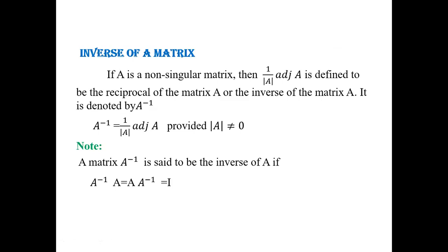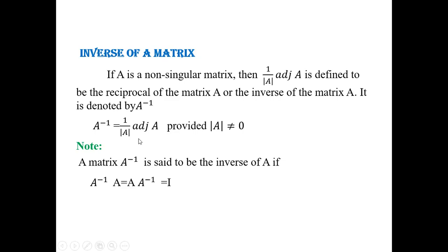Then the inverse of a matrix. What is the inverse of a matrix? A inverse equals 1 by determinant A into adjoint of A, provided determinant A is not equal to 0. If A is a non-singular matrix, then 1 by determinant A into adjoint of A is defined to be the reciprocal of the matrix A, or the inverse of the matrix A. It is denoted by A inverse.